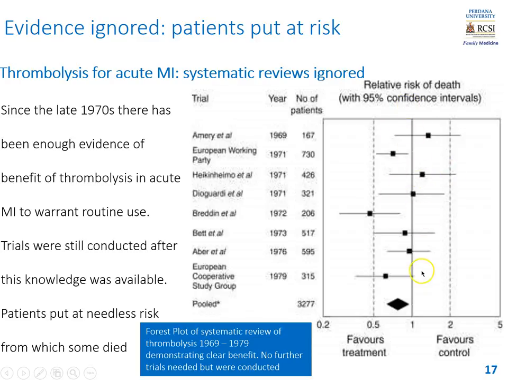This line in the middle is called the line of no effect, and if the trial result is either side of that and clear of the line, not touching the line and not crossing the line, then that result is significant. And this diamond at the end is called the pooled estimate. It's the pooling of the data from all of the trials to give us an overall outcome result. And it shows clearly that in 1979, thrombolysis should have been continued as a treatment without any further studies being done. There was no need to do any further studies.